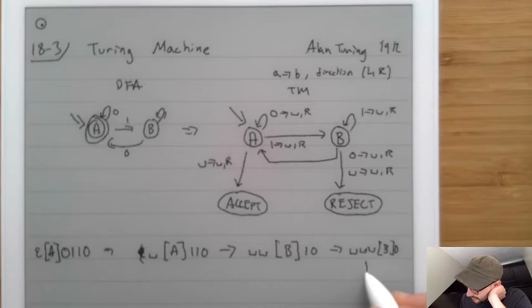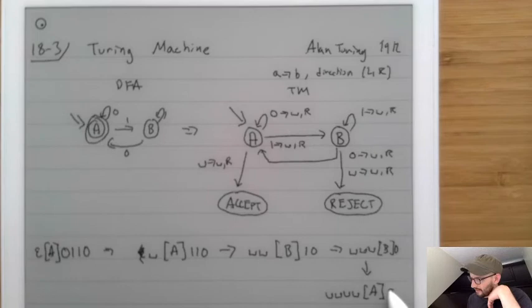Then we're going to have blank, blank, blank, blank, A, and then after it will be epsilon. We're going to make a rule that whenever there's an epsilon, there's just secretly a blank there. So then we're going to go to accept, and then we're done.